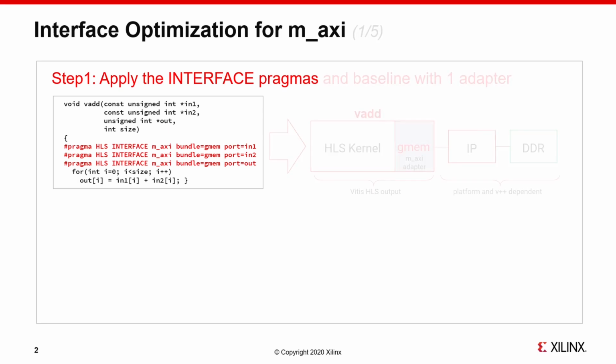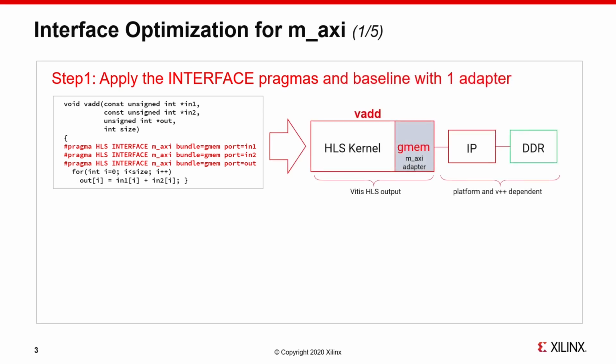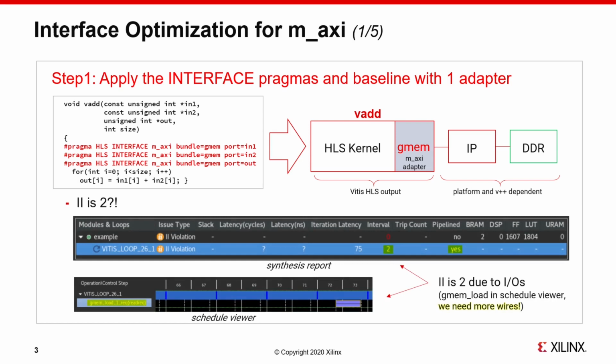First, let's apply the interface pragmas. They are not required since pointers automatically map to AXI master in the Vitis flow, but it's good design practice to apply them. After running C synthesis, we will notice that all the pointers are attached to the same HLS adapter, which creates a bottleneck as there aren't enough wires to read our two inputs simultaneously while also generating the output result. The adapter that HLS uses has two parallel independent paths, one for read and one for write.